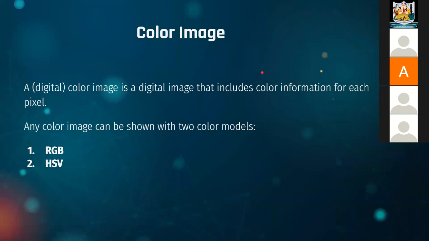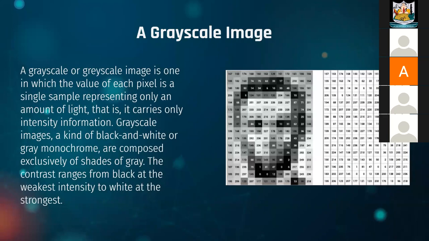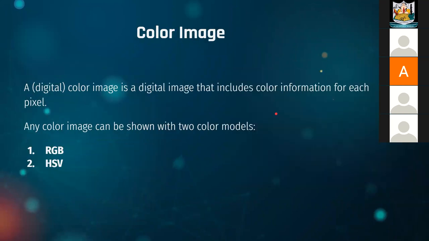Now, what is a color image? Simply put, you add color to a black and white image and you get a color image. Now exactly how do you add that color? Here you can see every pixel is represented by a single number, right? For example, this pixel has the number 211. And for a color image, you also need to have the information of color.